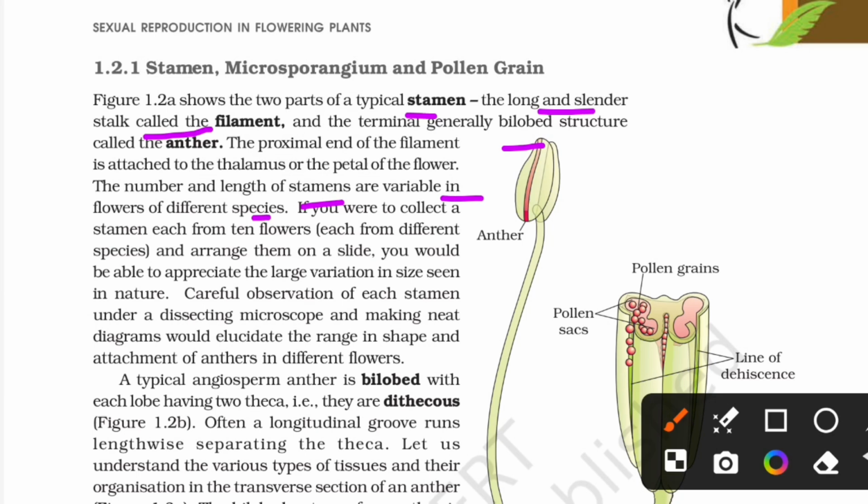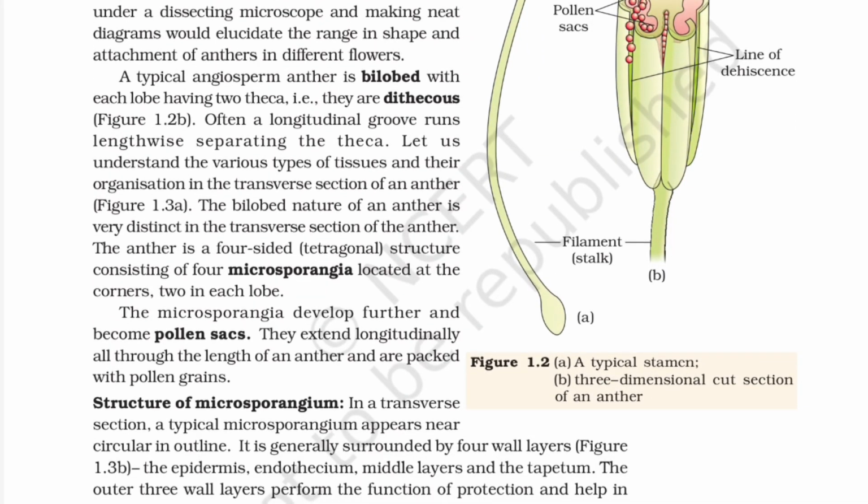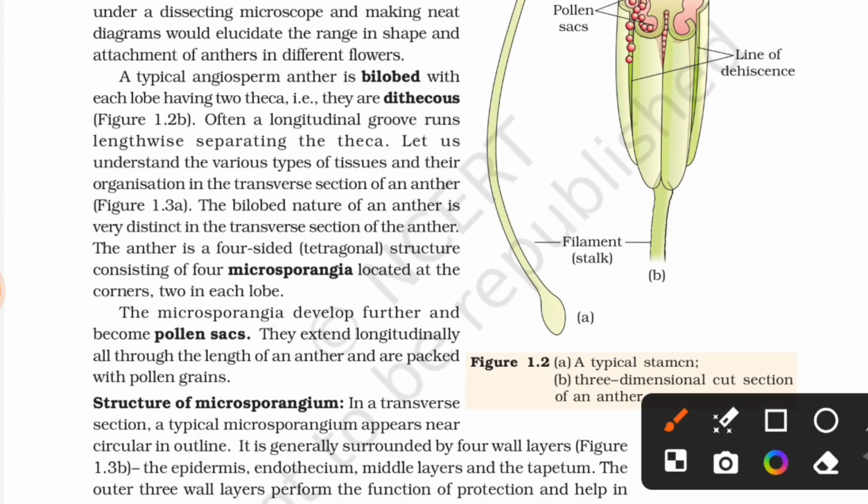If you were to collect a stamen each from 10 flowers, each from different species, and arrange them on a slide, you would be able to appreciate the large variation in size seen in nature. Careful observation of each stamen under a dissecting microscope and making a neat diagram would elucidate the range in shape and attachment of anther in different flowers. A typical angiosperm anther is bilobed with each lobe having 2 theca. It means they are dithecous. Often a longitudinal groove runs lengthwise separating the theca.